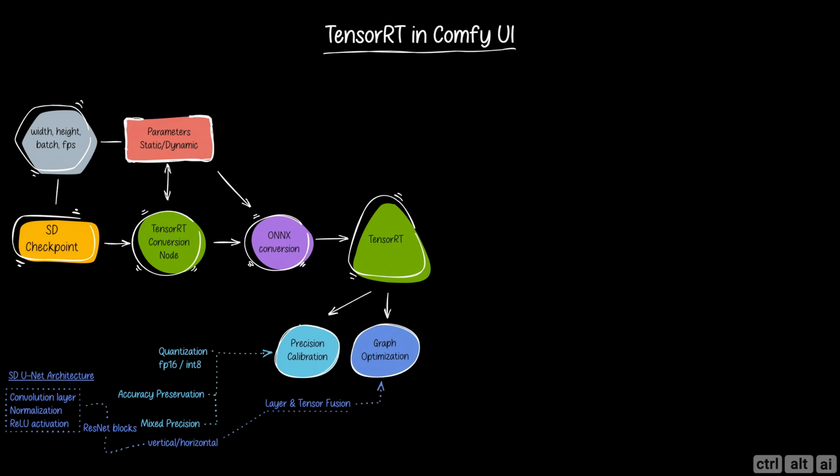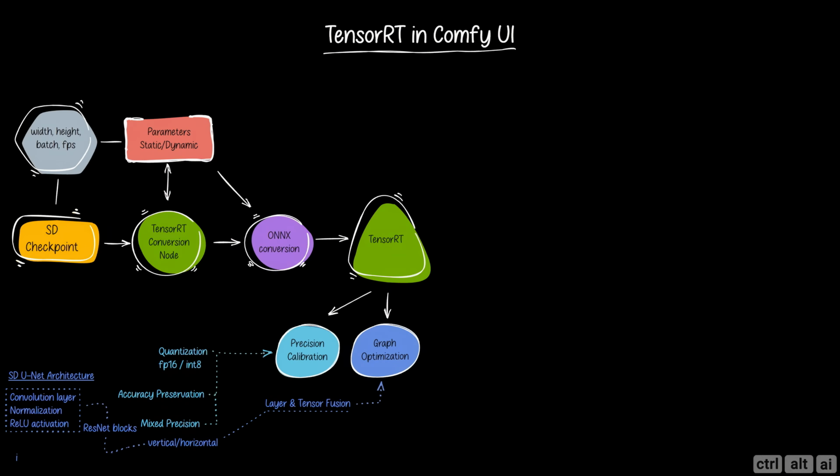Convolution layers extract image features, and normalization layers stabilize training. Rectified linear unit activation functions introduce nonlinearity. This means they transform the linear output of these layers into a nonlinear form by setting all negative values to 0. This is important because real-world data is rarely linear, and introducing nonlinearity allows the model to learn more complex relationships within the image data, improving the quality and accuracy of generated images.